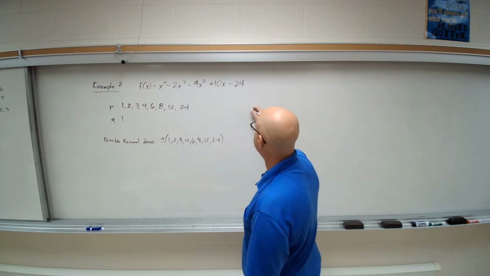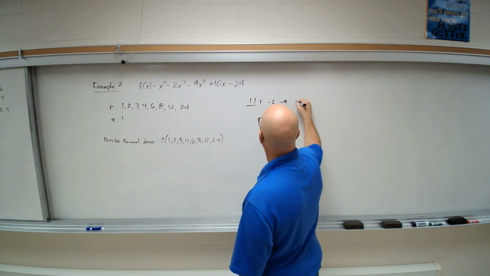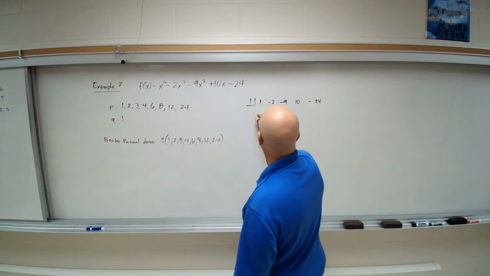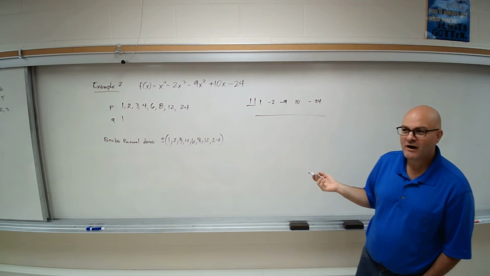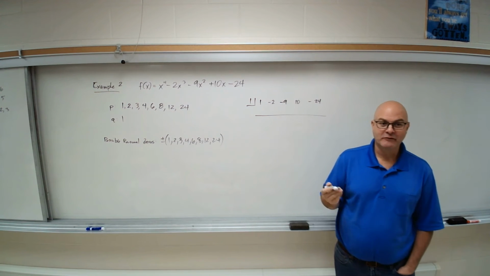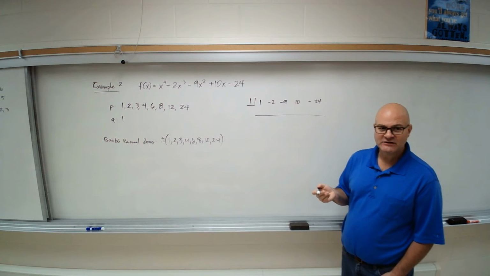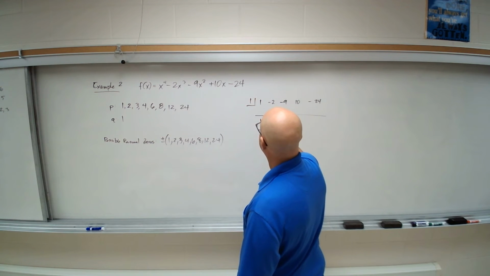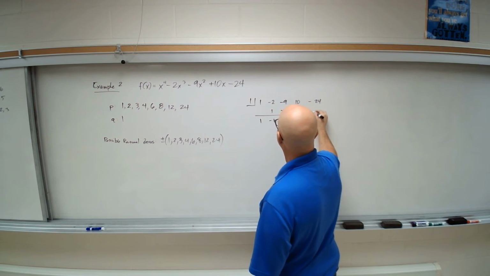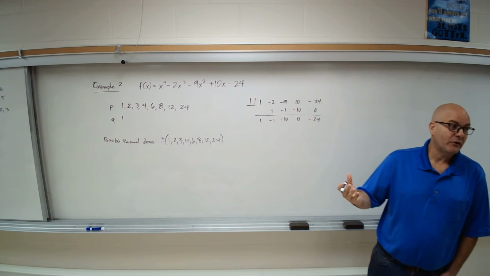So for 1, we write 1, -2, -9, 10, -24. Be very careful. I tend to struggle with these more often than I should because I write the number down wrong. I forget a negative sign. If you do that, the chances of having the right answer really decrease. So 1 will come down, and then -1, -10, 0, -24. Well, didn't work, but we know that there's a point.